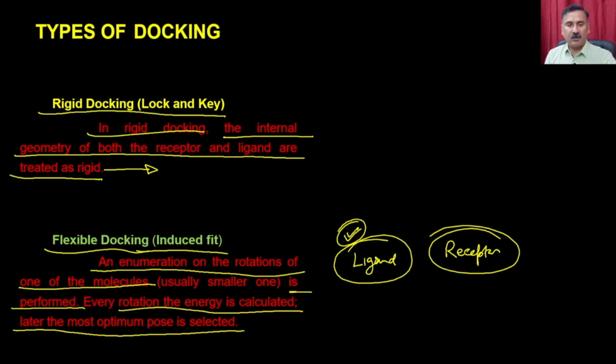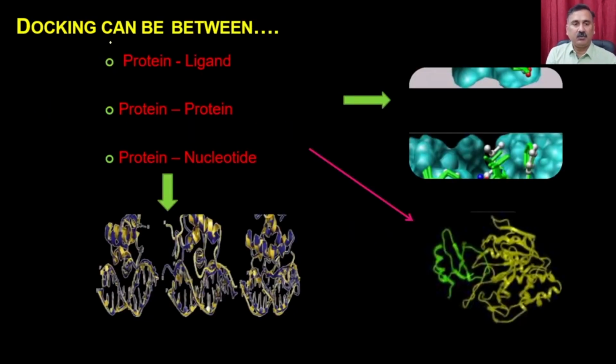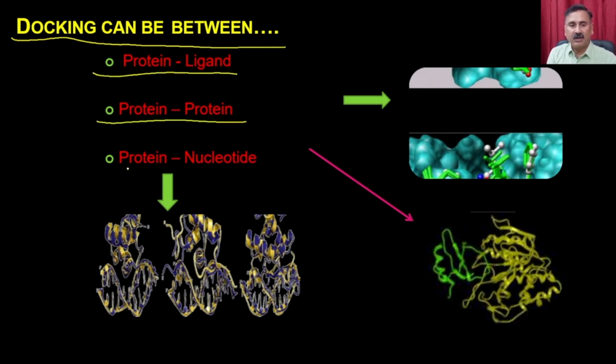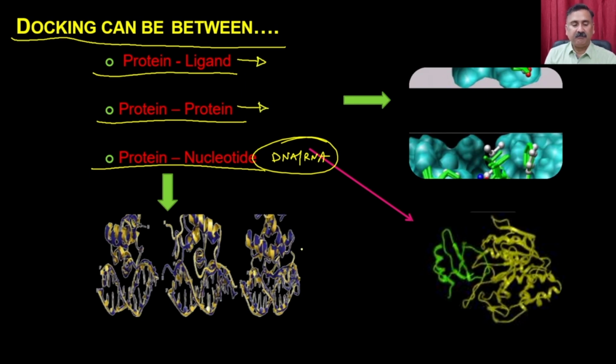As far as docking is concerned, you can do docking between different pairs. You can do protein ligand docking, you can do protein protein docking, and you can do protein nucleotide, or I'll say DNA or RNA docking. So this is protein DNA RNA docking. Either of these pairs can be used and studied in docking experiments.